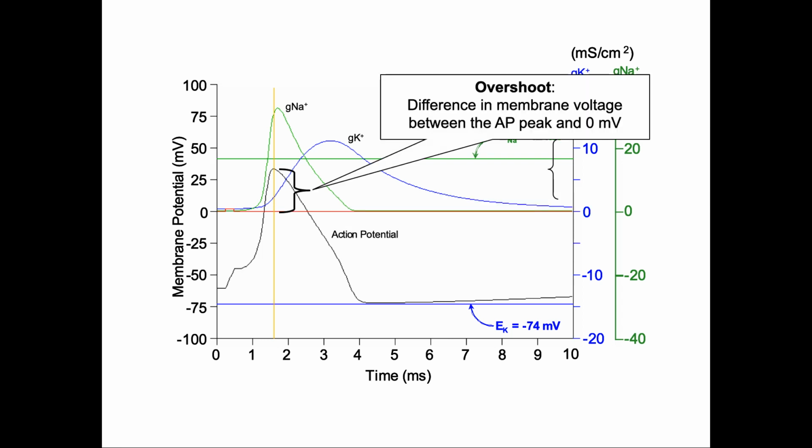And then, this is something I get a lot. This is a definition you do need to know for the exam. This is a term called the overshoot. The overshoot is the difference between the peak action potential and 0 millivolts. So everything over 0 millivolts is called the overshoot. Pretty good with that? All right.